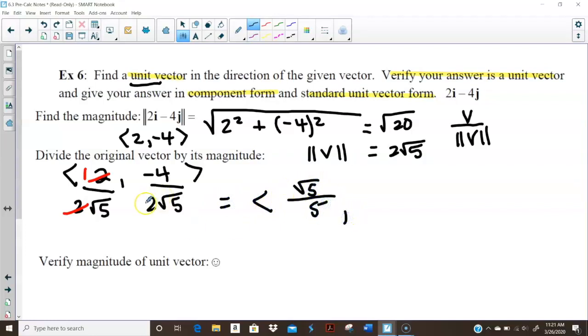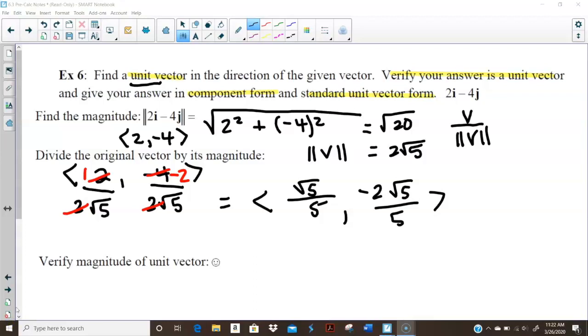On this one, you can say 2 goes into -4, -2 times. And again, we're going to rationalize again, multiply the top and bottom by √5, and you're going to get -2√5/5. This is the unit vector in component form.